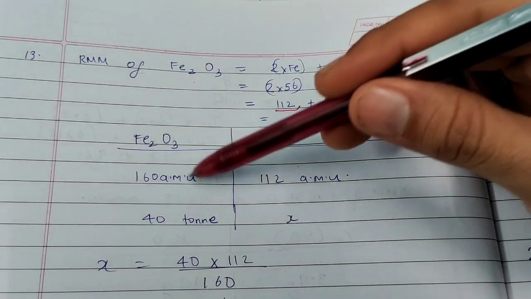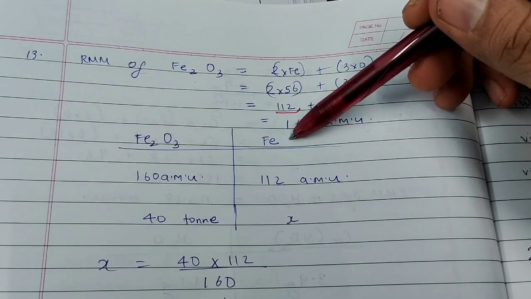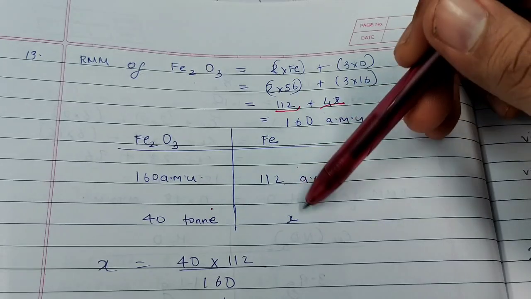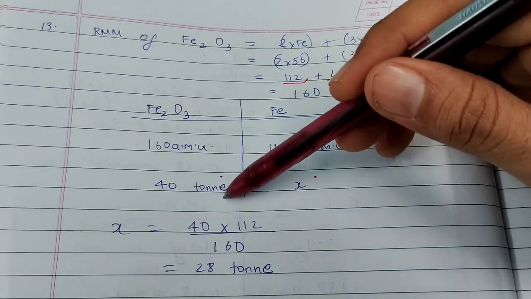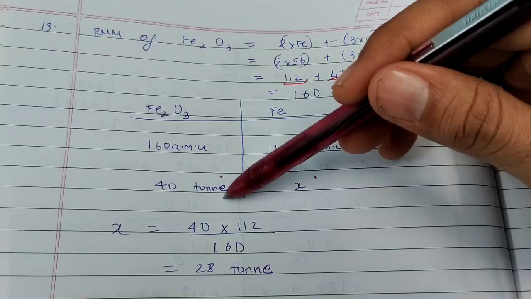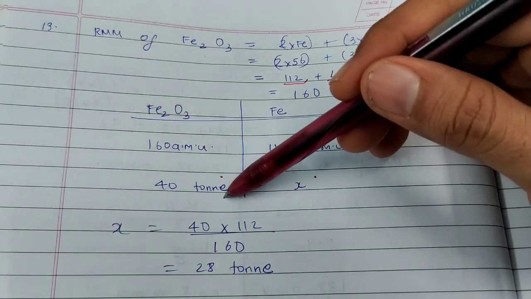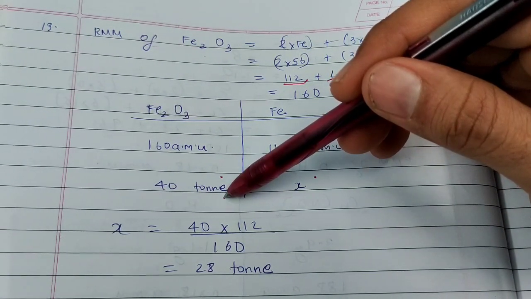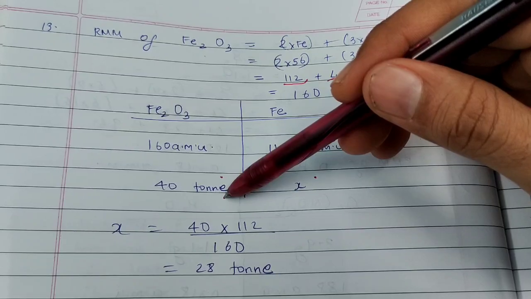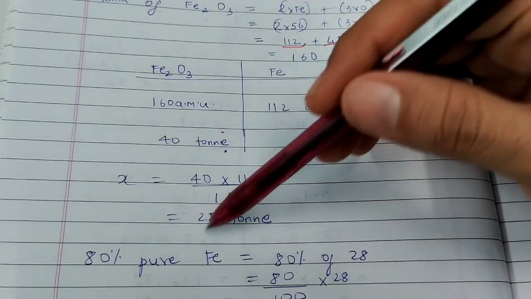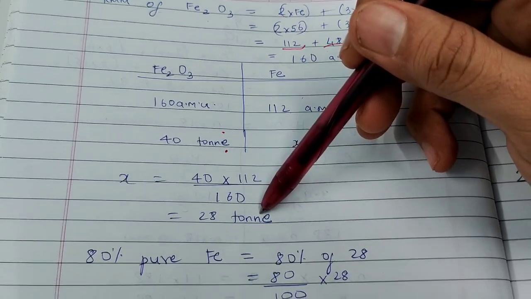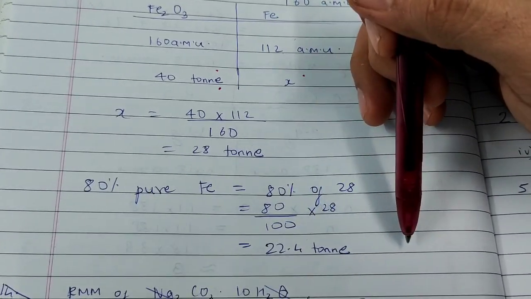So for 160 AMU, 112 is iron. So out of 40 tons, how much iron? Cross multiply, you get 28 tons. And the remaining 12 tons is oxygen. But out of the 40 tons, already 20% is impurities. So the actual pure iron I will get will be less than 28 tons. So the iron I will get is actually 80% of this 28 tons, which is 22.4 tons.